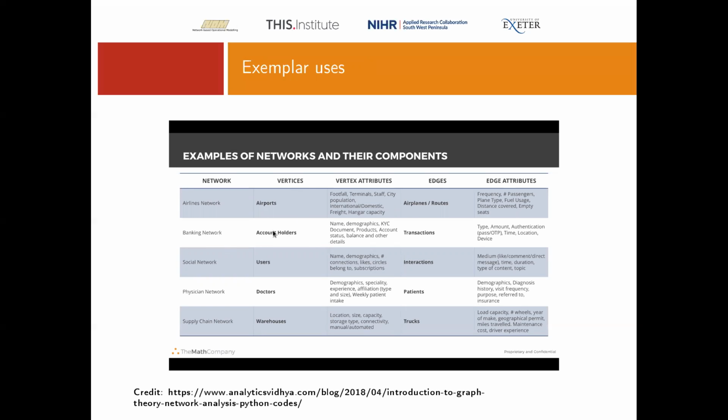Banking, looking at account holders and where they're undertaking their transactions. In social networks, this is one of the largest uses of network analysis. It's used by Twitter and Facebook and Instagram and everybody. All those recommendations that you get for friends that you might want to link with, people you might want to follow, that's all the result of network analysis.